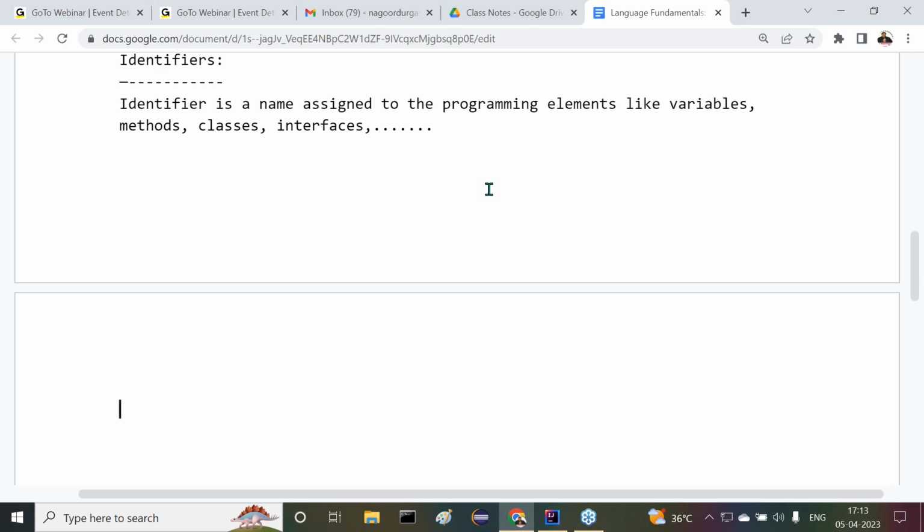Yes, sir. All of you are getting it or not? Right, so now this is the simple definition for identifier. Clear? All of you are getting clarity on this? One more simple example. Try to understand it now.